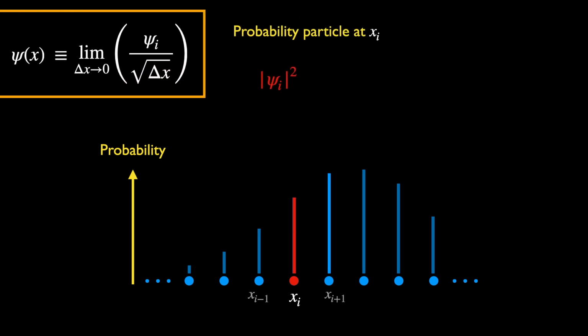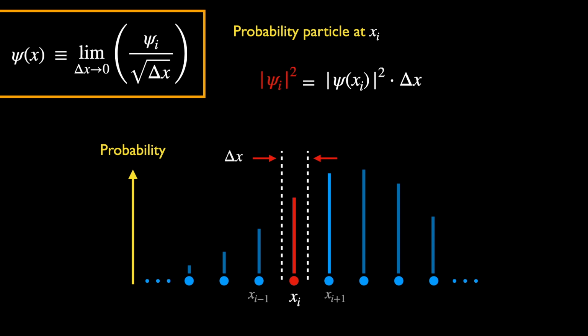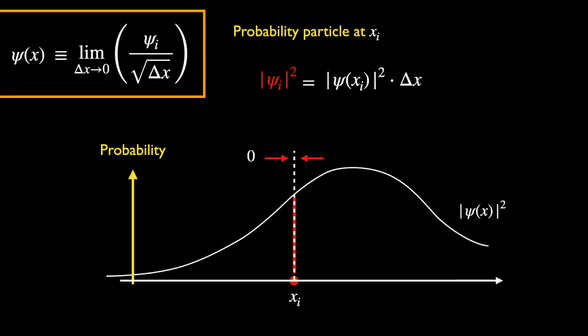From the definition of the wave function, this probability is just equal to the absolute square of psi x multiplied by the small interval delta x around the point xi. In the continuum limit, when delta x goes to 0, the total probability is distributed continuously across the x-axis. The probability of finding the particle at any point xi obviously goes to 0, as can be seen from this expression. In order to get a finite probability, we need to sum over some finite interval, for example a and b.